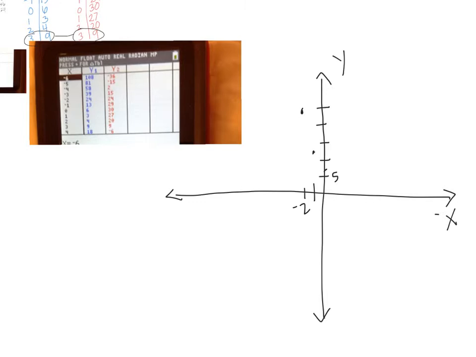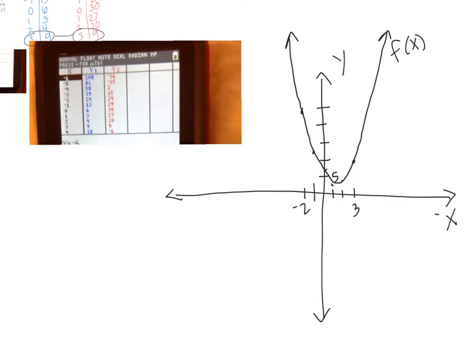And then 1, 3 is going to be right here. 2, 4 is going to be right there. And 3, 9 is going to be about here. So here is one really terrible graph. Sorry. And that one is f of x.